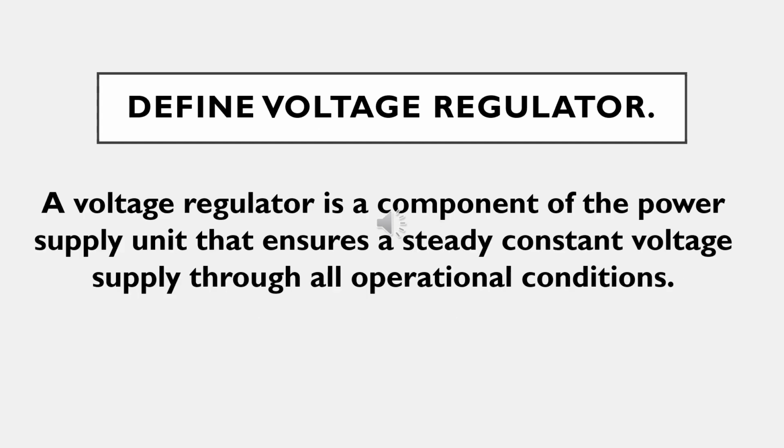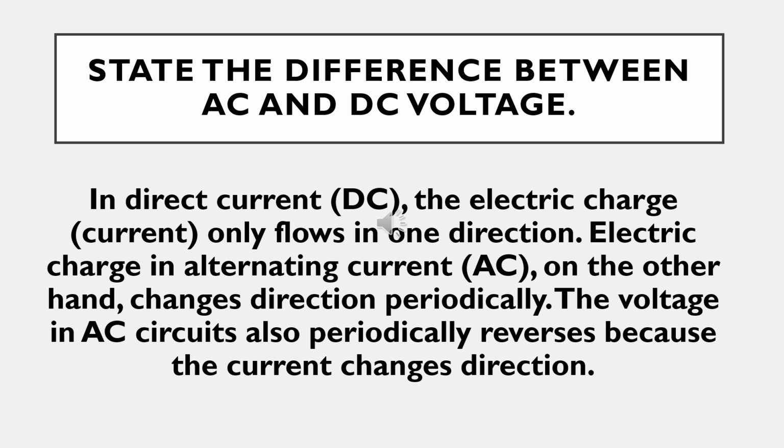A voltage regulator is a component of the power supply unit that ensures a steady constant voltage supply through all operational conditions. In direct current, the electric charge only flows in one direction. Electric charge in alternating current, on the other hand, changes direction periodically. The voltage in AC circuits also periodically reverses because the current changes direction.